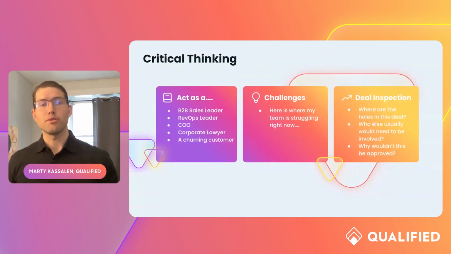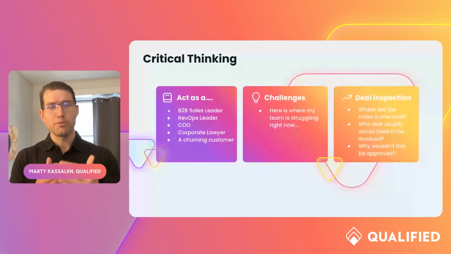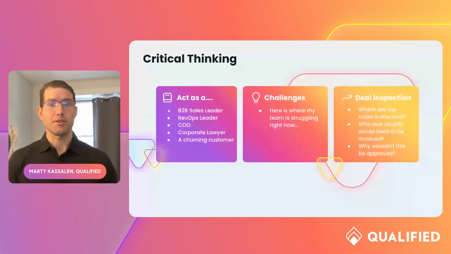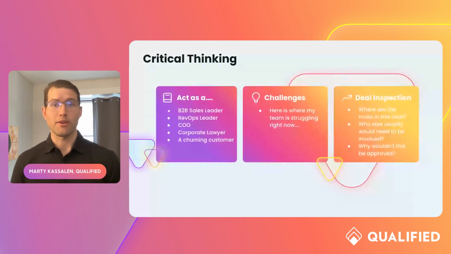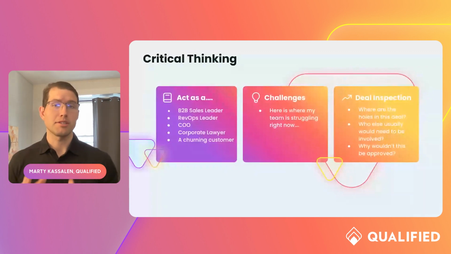So let's say you go out and you target B2B sales leaders. You can prompt it, hey, act as a B2B sales leader. You can also prompt it to say, hey, act as a RevOps leader or a COO or a corporate lawyer, if you're trying to work through some red lines and provide some summaries to your legal team on some feedback that you've already gotten. You can also share some of the challenges that are threatening your team's success.